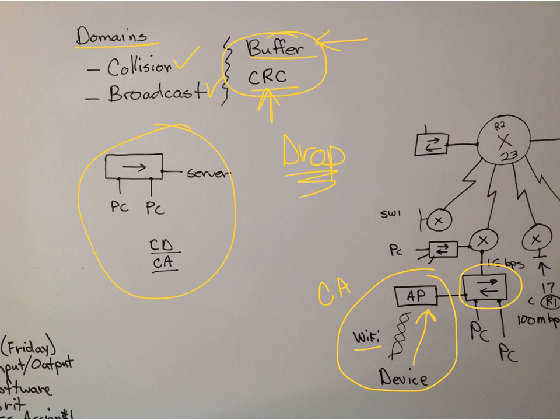now for a router, these would all be collision domains. Router does not, well, they're all broadcast domains, excuse me. All broadcast domains, because a router does not forward a broadcast. So, if you're not doing VLANs, this whole thing would be a broadcast domain. This would be a broadcast domain. The only way you would ever have collisions, well, you really don't if you're running full duplex.